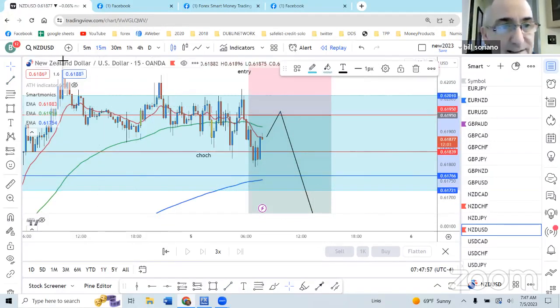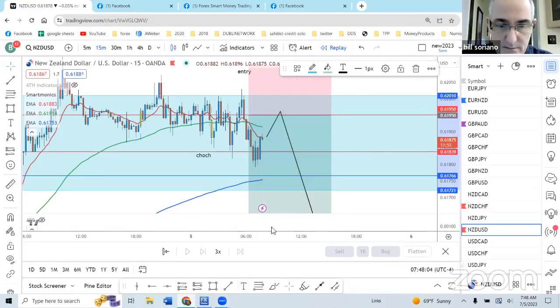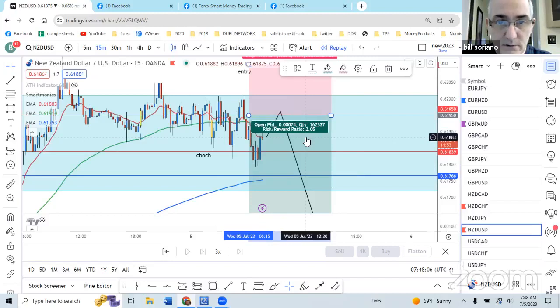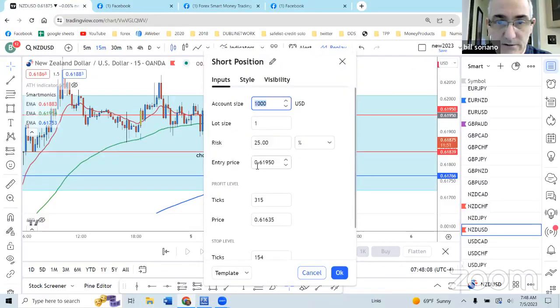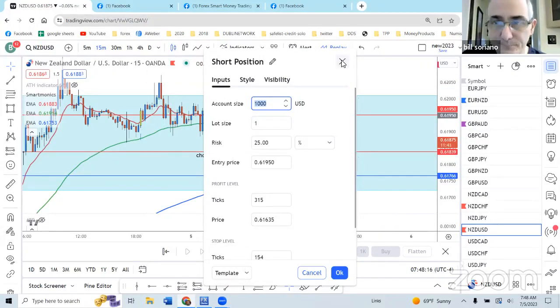Okay, so this is NZDUSD. And like I say, right now I have a sell limit order set at right around 0.61950. It's a little bit different on my broker on FX Choice, so it's probably set a little bit different there because I base it on the candle there.